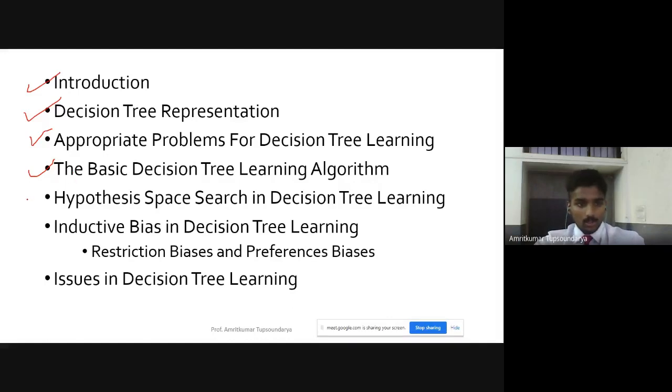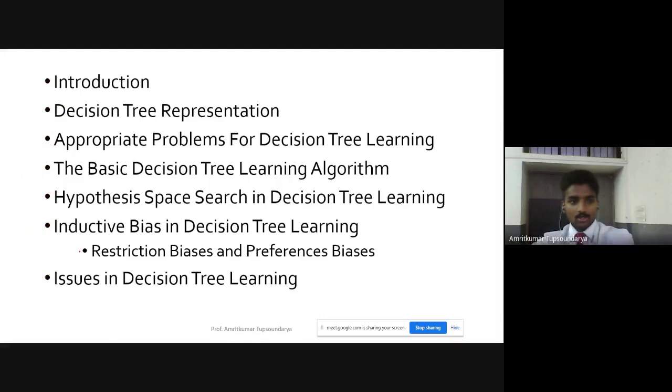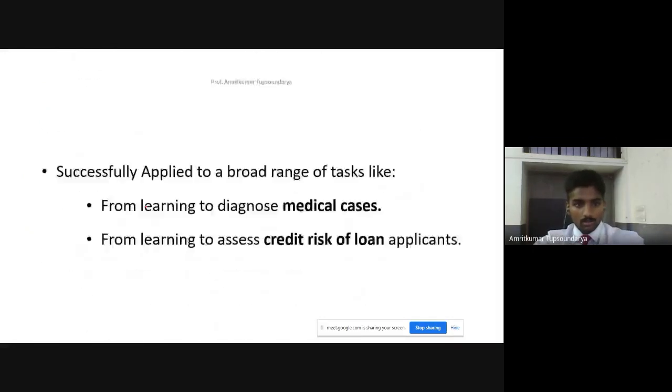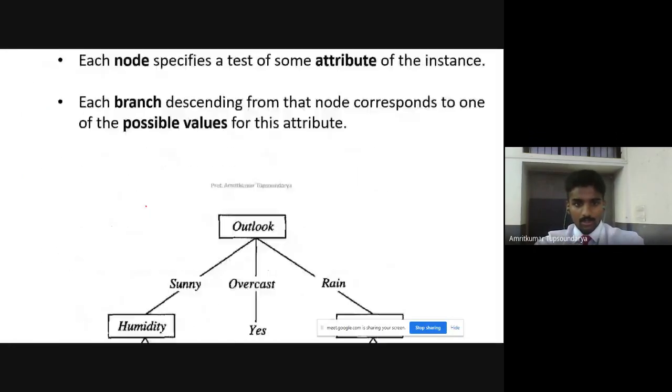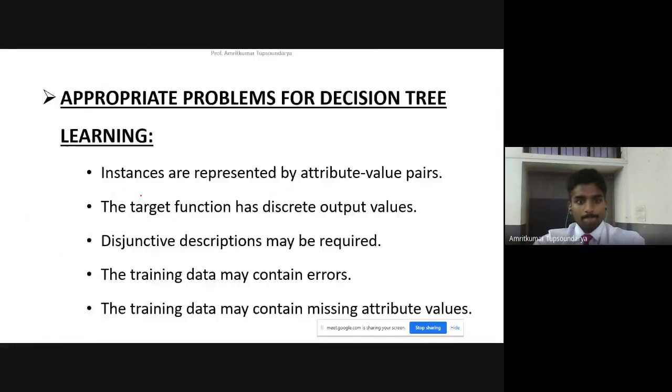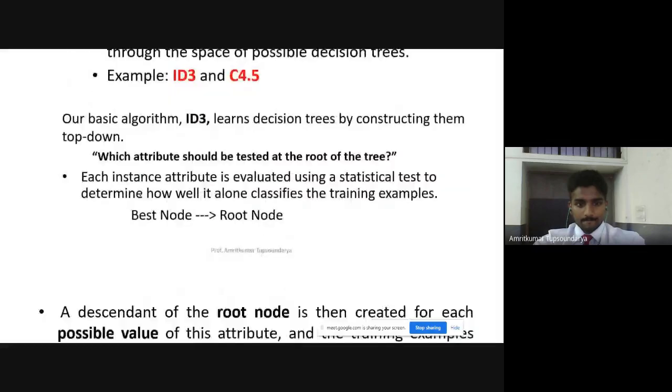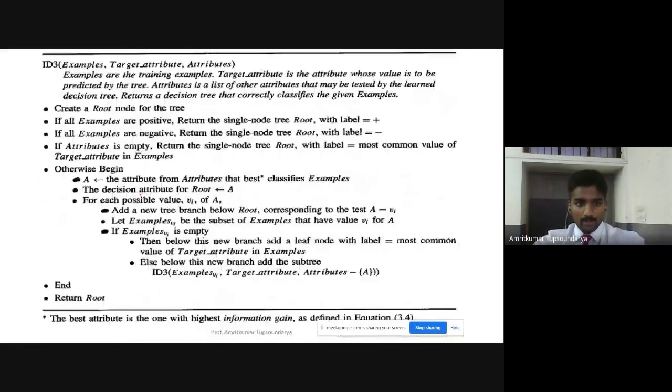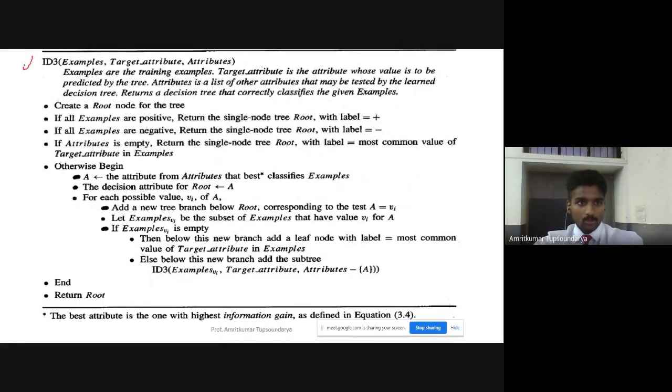Then in today's lecture, we'll be covering hypothesis space search in decision tree learning. And in the subsequent lectures, we'll be discussing how inductive bias can play a role in decision tree learning and also the issues with respect to decision trees. So let me quickly go to the slide we left. So we were discussing the ID3 learning algorithm. We saw how the algorithm looks like.